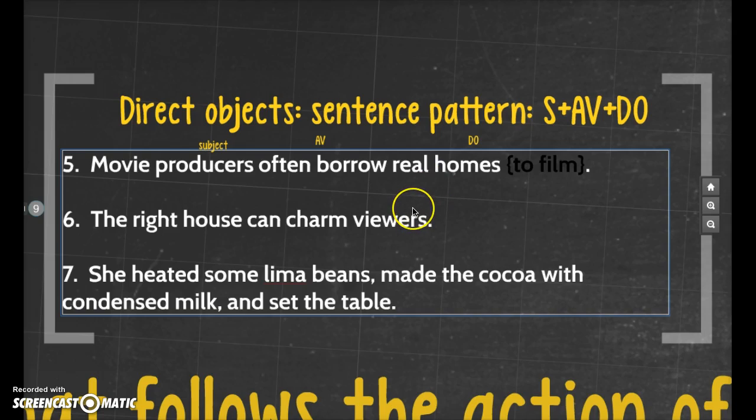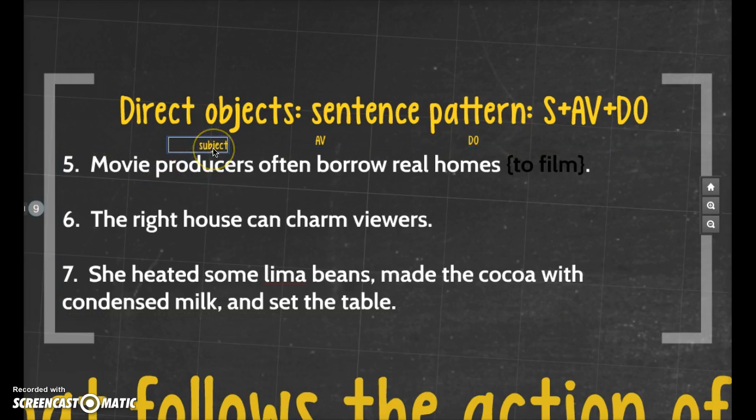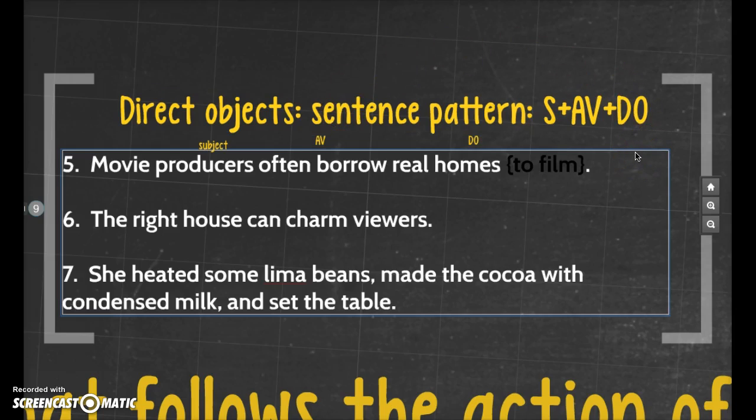What I want you to do now is go ahead and pause, and continue answering 6 and 7 on your own. Remember to cross out any infinitives or prepositional phrases. That way you can really narrow down what you're working with in the sentence. You want to label your subject, your action verb, and your direct object within the sentence. So you're identifying this sentence pattern. Go ahead and pause and do that now.